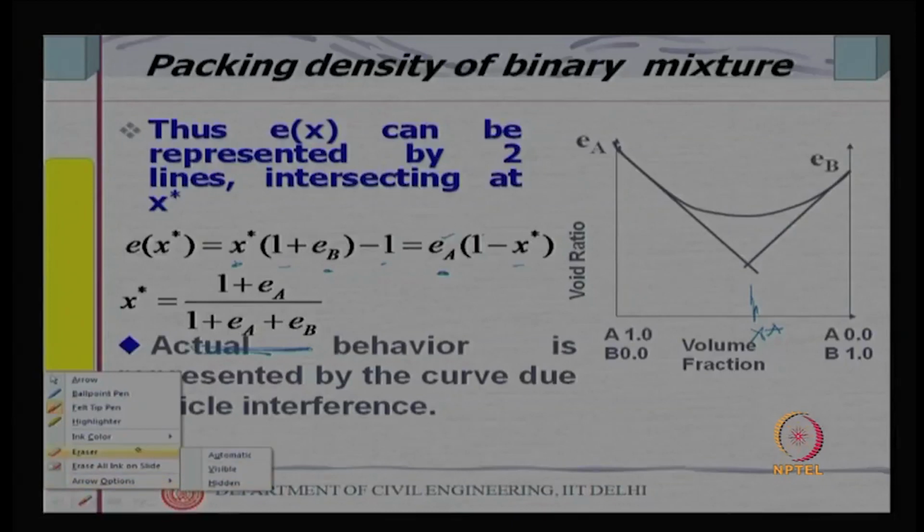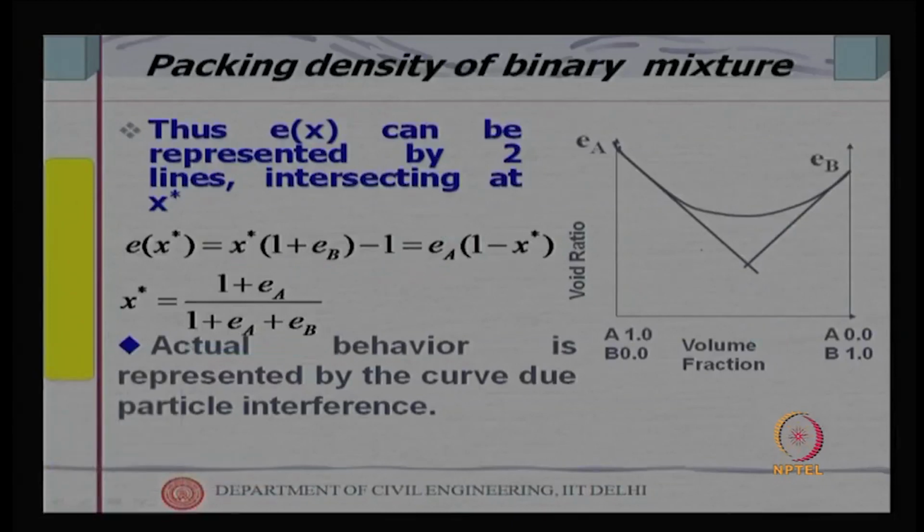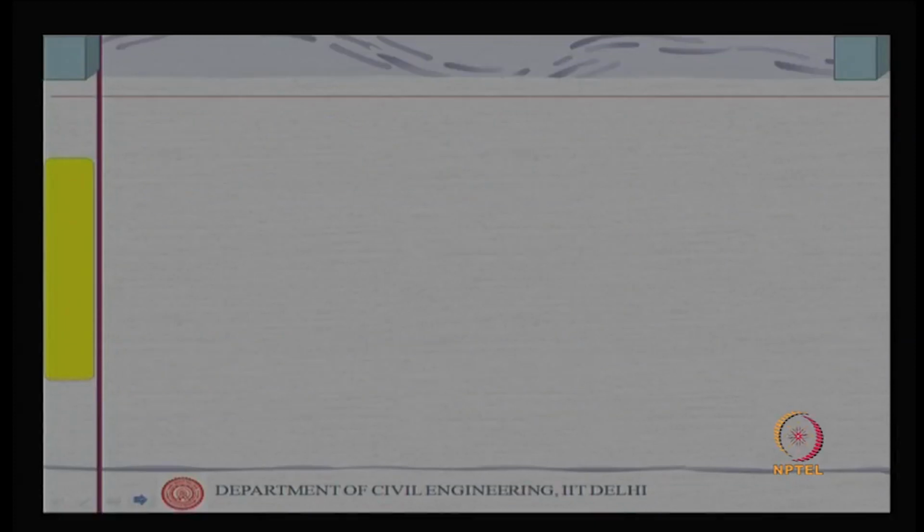Actual behavior is represented by the curve because of particle interference. But the point I am trying to make is that proportion is important, size ratio is important, and obviously you should have more than one size. So if you take two sizes, packing density improves, that is, the void ratio will reduce, but the amount of reduction of the void ratio depends upon the proportion. So proportion is important, obviously size ratio is also important, and shape we have seen earlier.